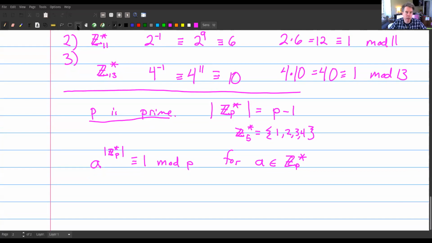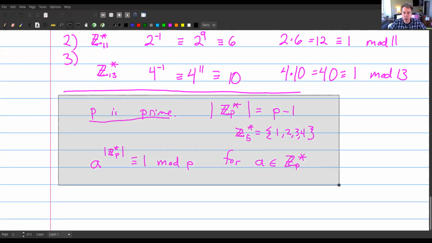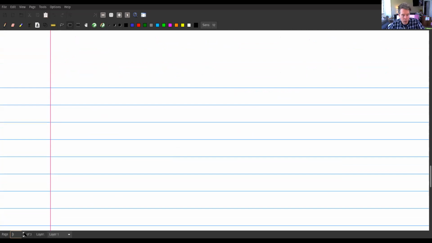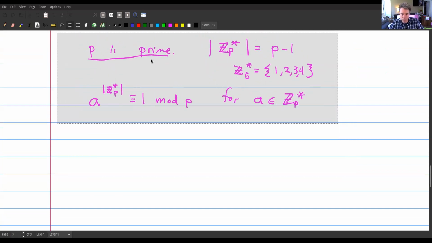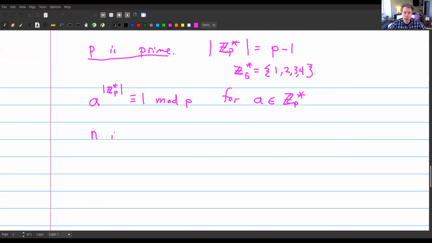So let me copy this and then take it to the next page. I wish this thing would just go on continuously forever instead of dividing into pages, but I guess it works the way it works. Okay, so here's what we have. All right, so now let's say that n is not necessarily prime. n is any integer.